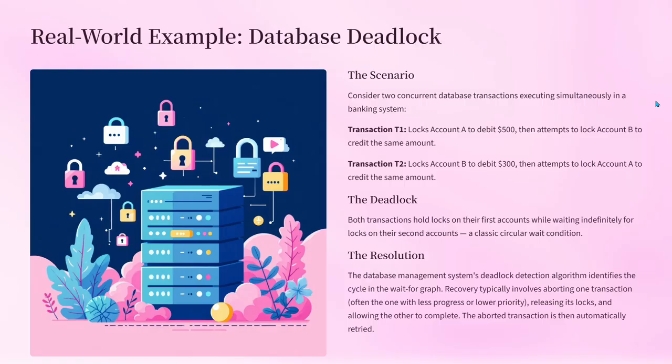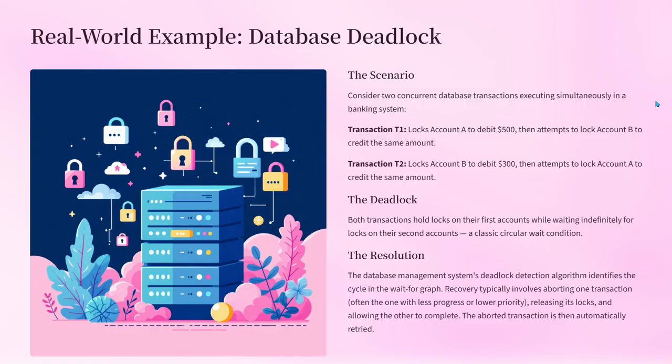Deadlock detection is critical for system stability. It prevents freezes that could halt operations entirely. Let's look at a real world deadlock scenario. In a banking system, transaction T1 locks account A and waits for account B, while transaction T2 locks account B and waits for account A. Both wait on each other indefinitely. A perfect example of a circular wait condition.